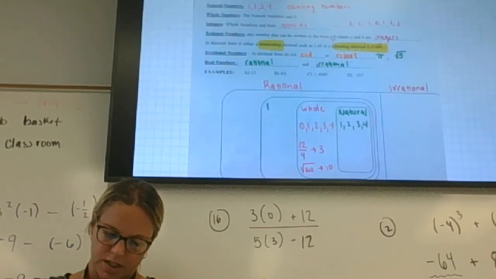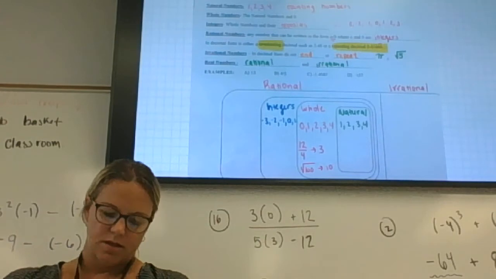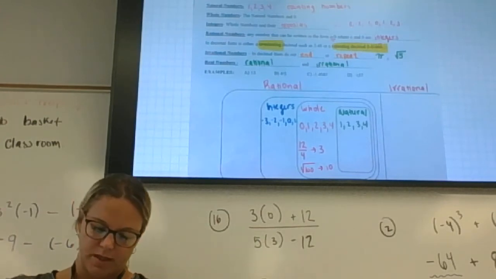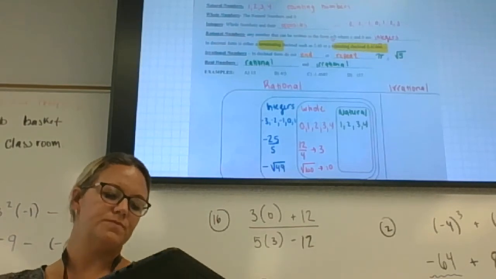Next is your integers. Really just rewriting. So how could an integer, like maybe negative 25 over 5 or negative square root of 49, that's an integer.